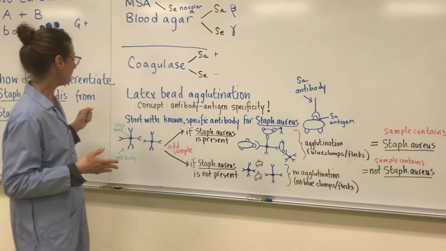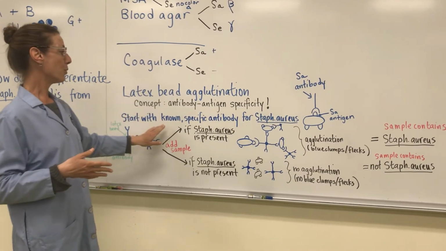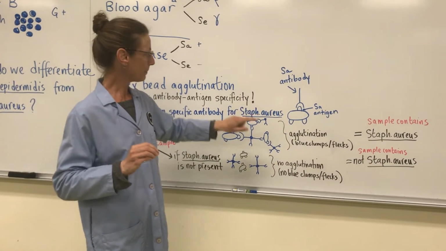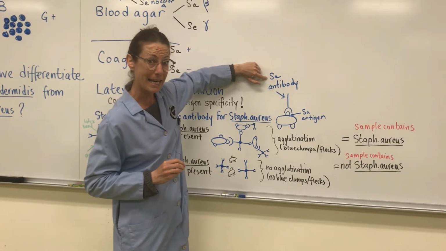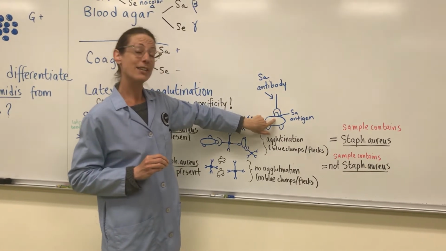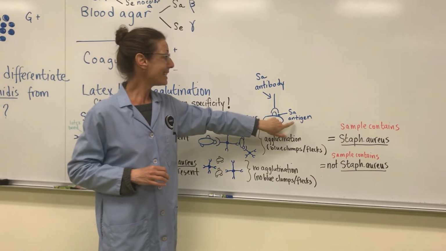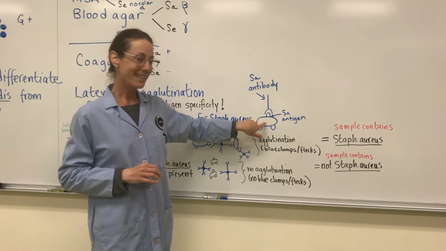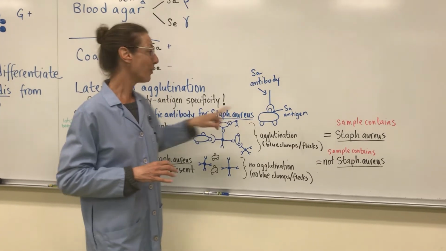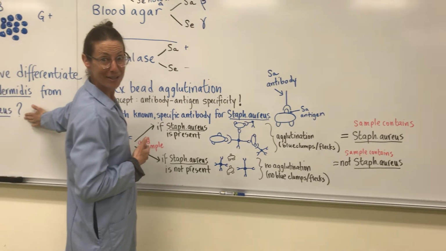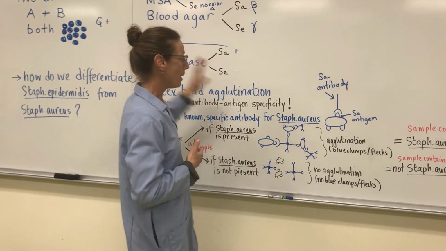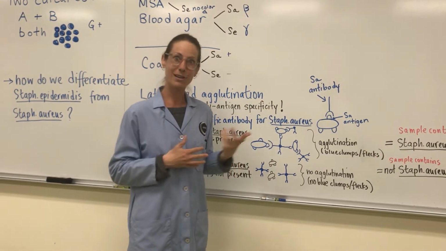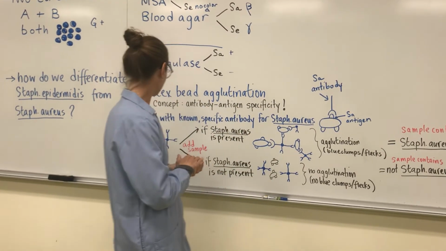So with this test, we start with a known specific antibody for Staphylococcus aureus. So we have this Staph aureus antibody, and it will bind only to this antigen on Staph aureus. Staph epidermidis does not have this same antigen. So if the whole point of this is figuring out Staph aureus from Staph epidermidis, this should allow us to identify if the culture is Staph aureus or Staph epidermidis.